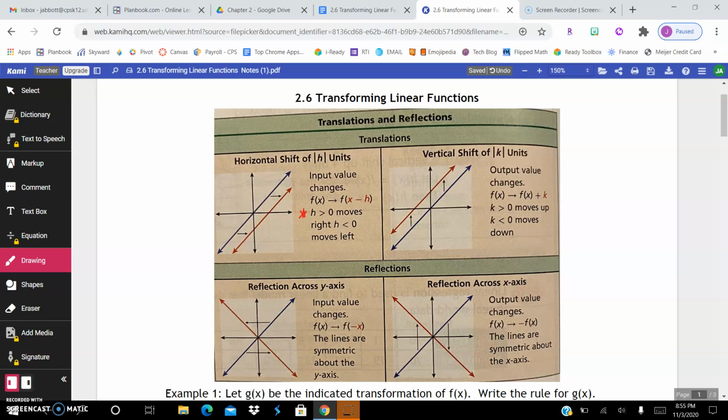Moving over to the vertical shift, which is up or down, you're going to add or subtract at the end of your function. Add will move it up, subtracting will move it down.